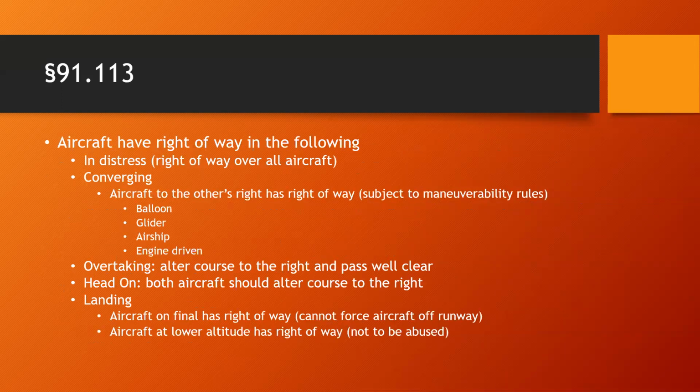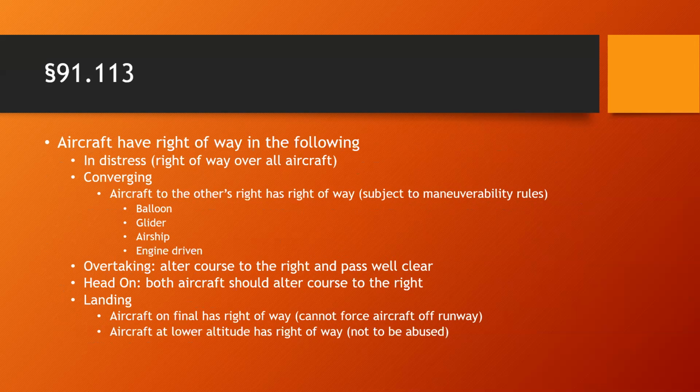Part 91.113. Aircraft have right-of-way in the following. An aircraft in distress has the right-of-way over all other aircraft. Converging aircraft, and they have right-of-way rules further. So the aircraft to the other's right has the right-of-way, and that's subject to the maneuverability rules. So that goes balloon, glider, airship, and then engine driven.